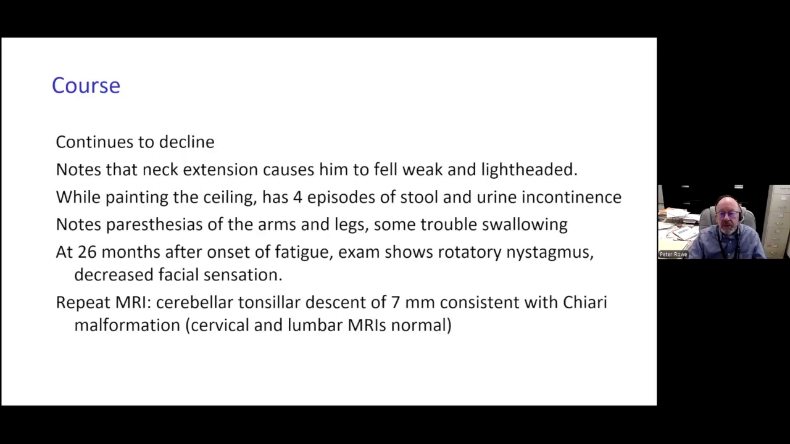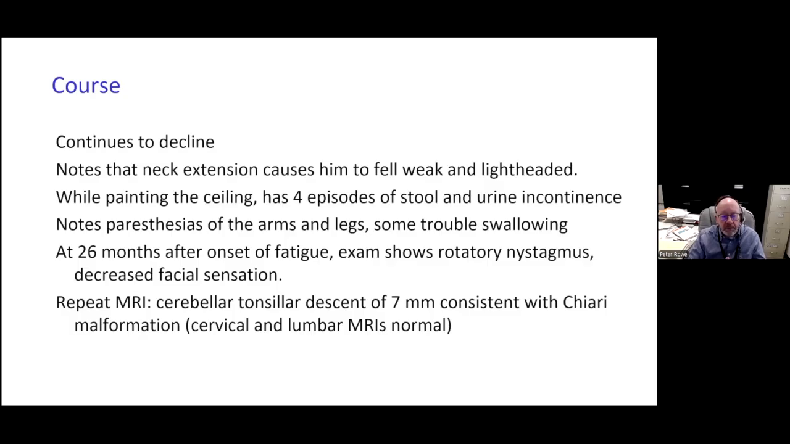He continued to decline, and he noticed that neck extension, turning his head back, would make him feel weak and lightheaded. And in fact, while painting the ceiling of his bedroom, he had 4 episodes of unusual stool and urine incontinence. He started noticing that he had numbness and tingling in the arms and legs and some difficulty swallowing. And at 26 months after the onset of fatigue, he also had not only the rotatory nystagmus, but decreased facial sensation to a pinprick test.